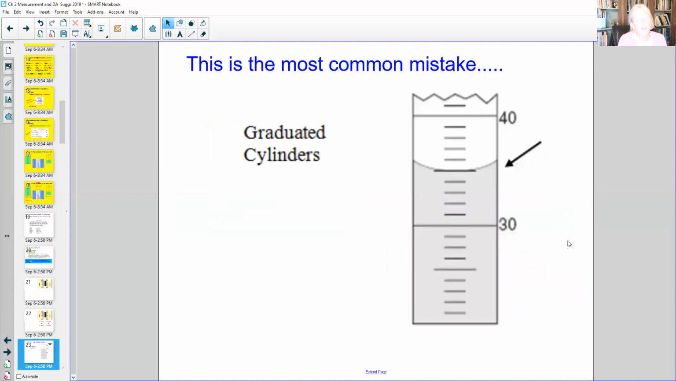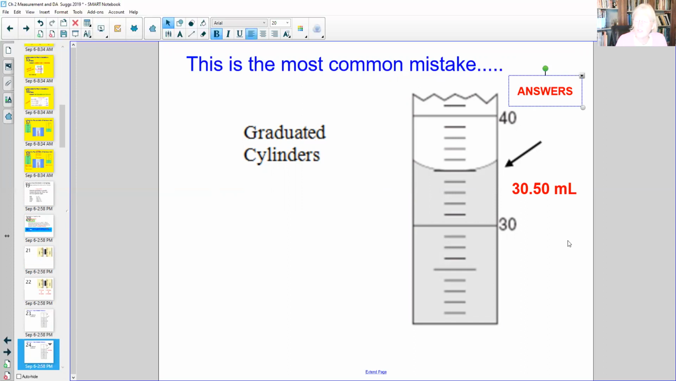Here I have that graduated cylinder. You tell me what the measurement is in this graduated cylinder. Is this what you got? Did you say 30.50? Because you're guessing the 0. Nobody's going to guess the 0.5.